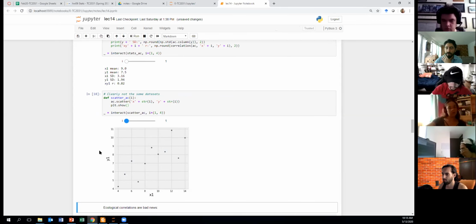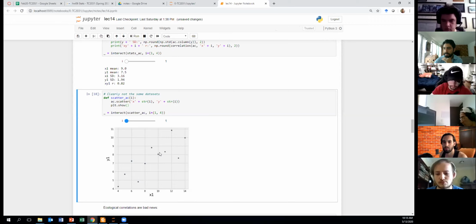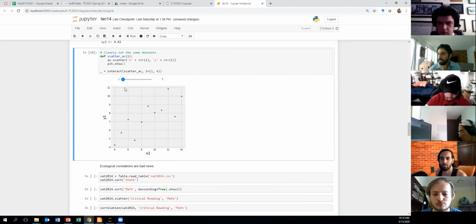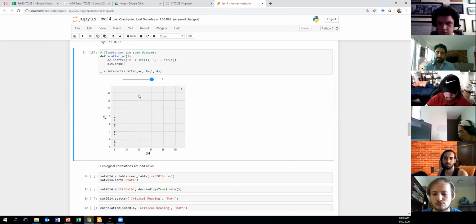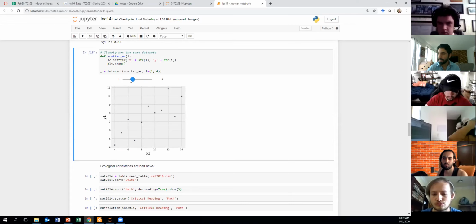So this is for x1, y1. This is for x2, y2. This is for x3, y3. And this is for x4, y4. So you can see all these 4 different scatter plots result in the same R, same standard deviation, same mean for x and y, but they are completely different.